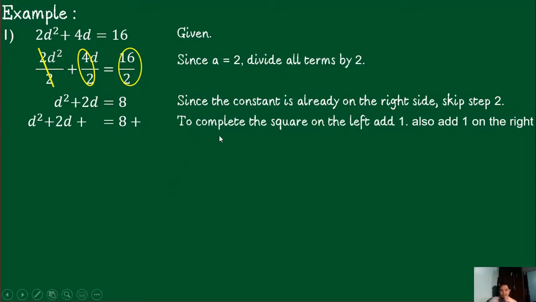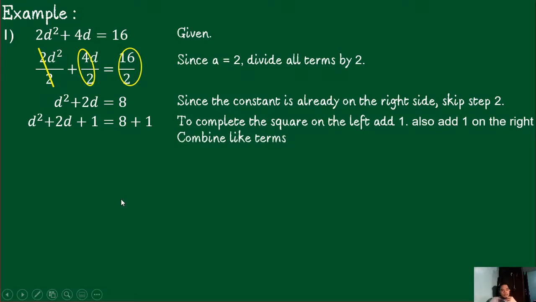Step 3, we have to complete the square on the left, and then we have to add 1, and also we have to add 1 on the right. So, paano natin nagawa yon? Again, katulad kanina dun sa activity 2 and preliminary, ang gagawin natin is take the half of 2, which is 1. Then, kunin natin ang square ng 1. 1 times 1 is equal to 1. So, kung ano yung in-add natin dito, yun din ang i-add natin sa kanan.